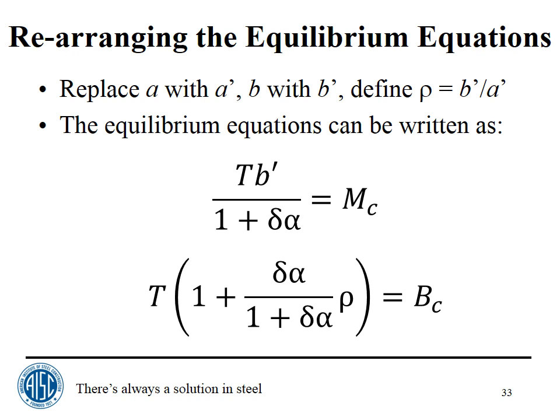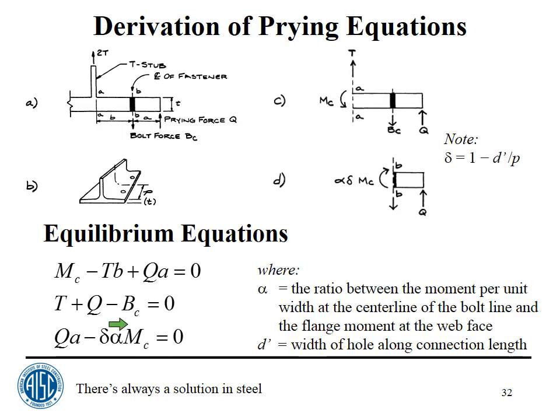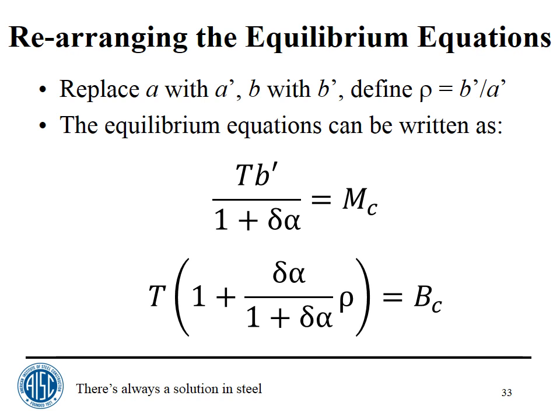We can rearrange the three equilibrium equations that I had on the previous slide. We go to the Struik-de-Back model and replace A with A prime, as we saw, B with B prime, and then we just define the ratio rho of B prime to A prime to keep the notation looking neat. These three equilibrium equations can be reduced to two, because you can see that I've got Q, the prying force, big Q here, this is the old notation, occurring in the other two equations. So I will use the third equation here for Q to eliminate its appearance in the first two equations, and this is what you come up with.